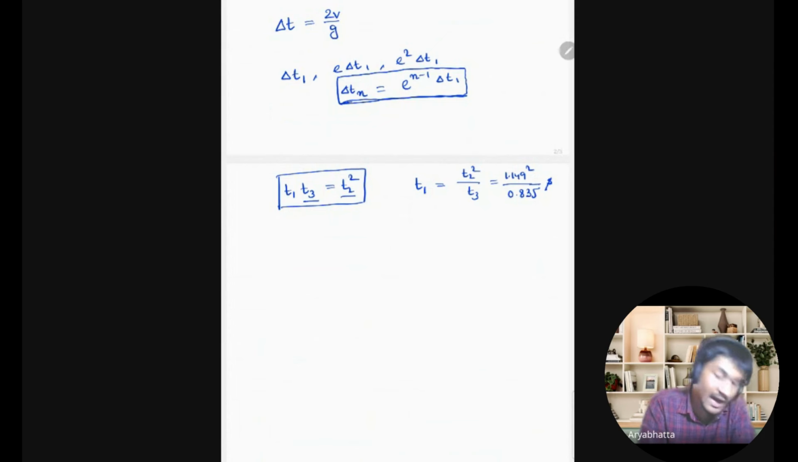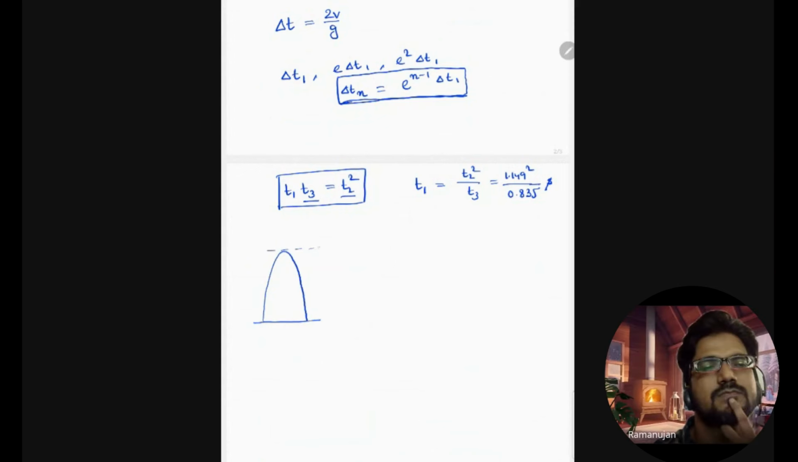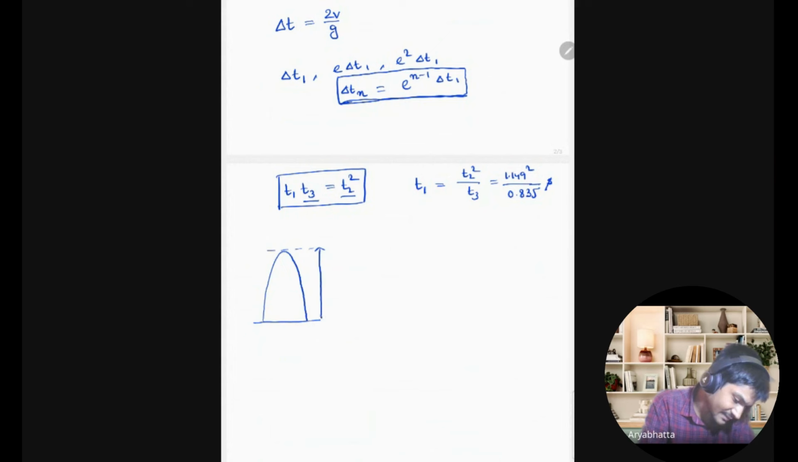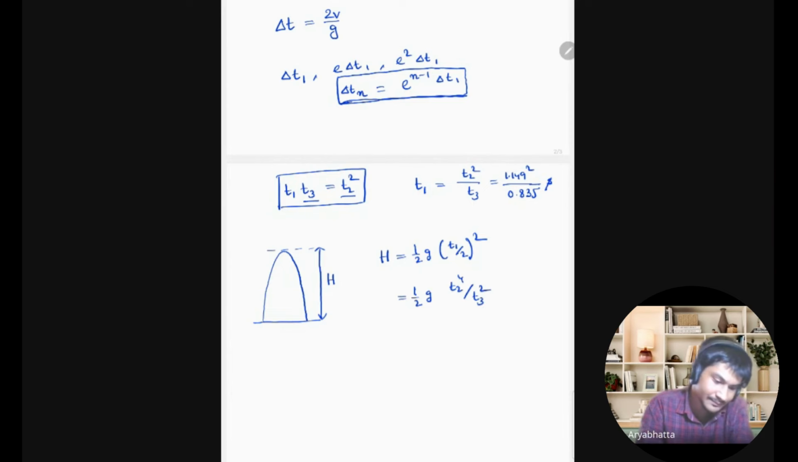And then how do we calculate the height of the ceiling? To calculate the height of the ceiling, remember the fact that the first jump just touched the ceiling. So if this is the first jump, then this height is the height of the ceiling. And we can write h equal to half g (t1 by 2) whole square. That gives us height of the ceiling as half g t2 to the power 4 by t3 squared.